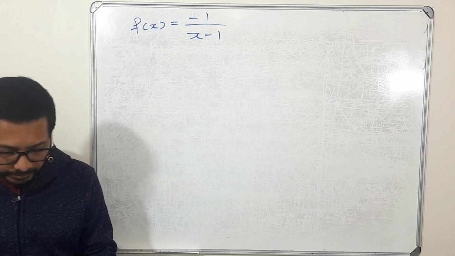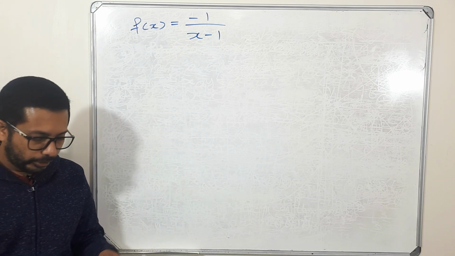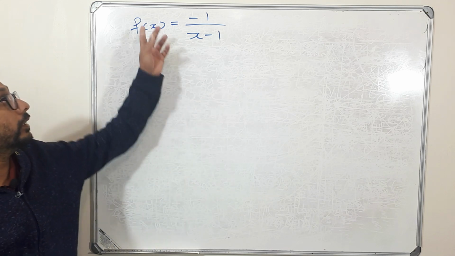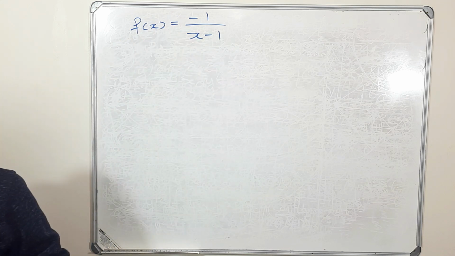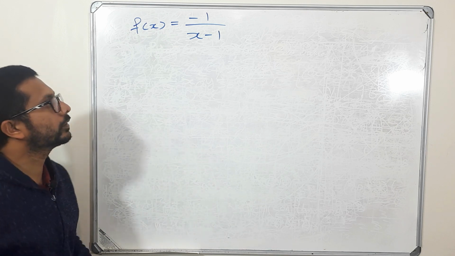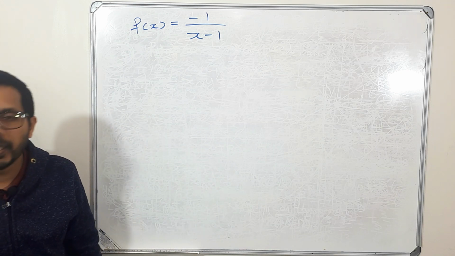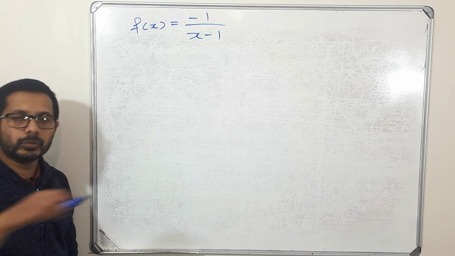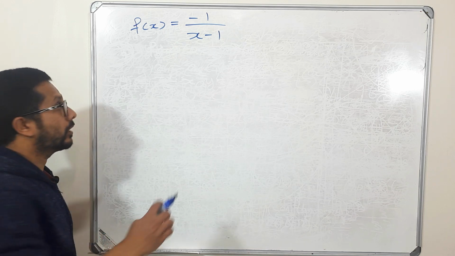What is question number 5? 5.1. Write down the domain of f. You have to write the domain of f. Okay, so in this one, how can you write the domain of f? Domain, what is the meaning of domain? You have to write the possible x values, that is a domain.